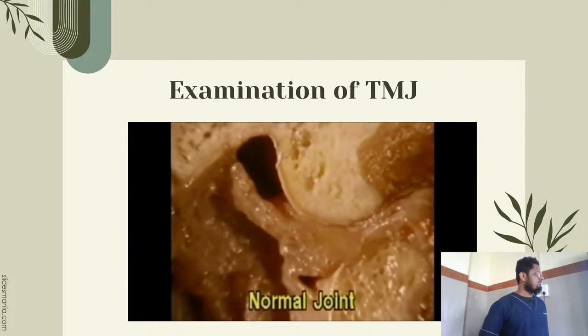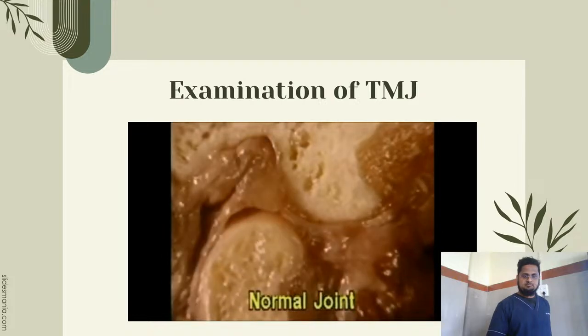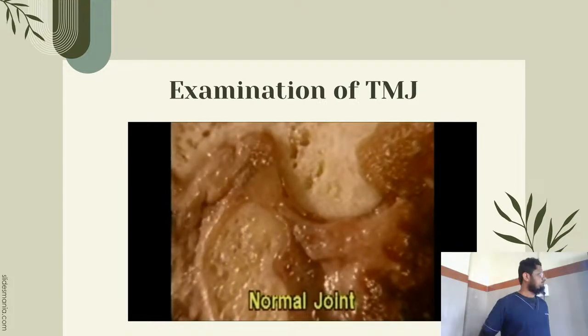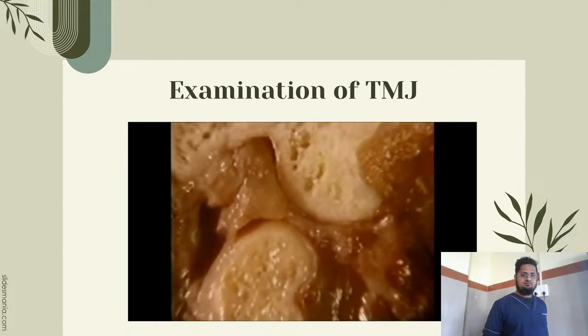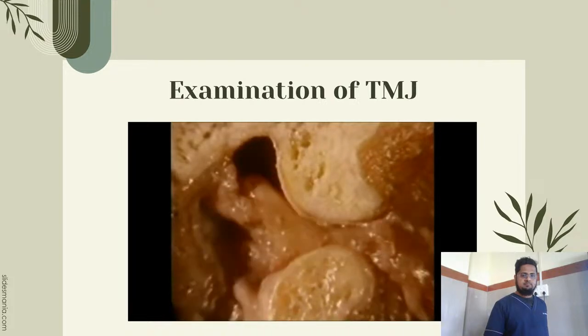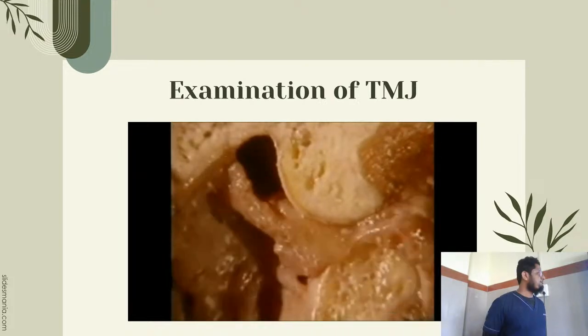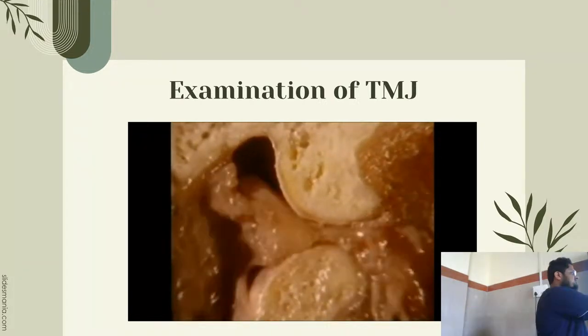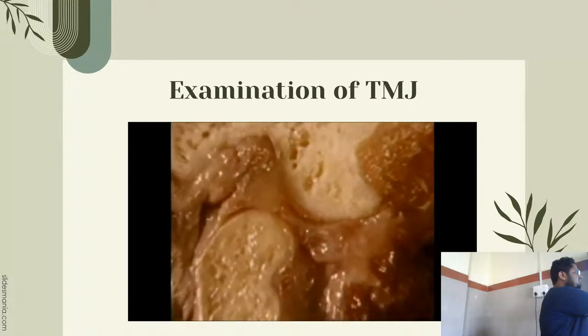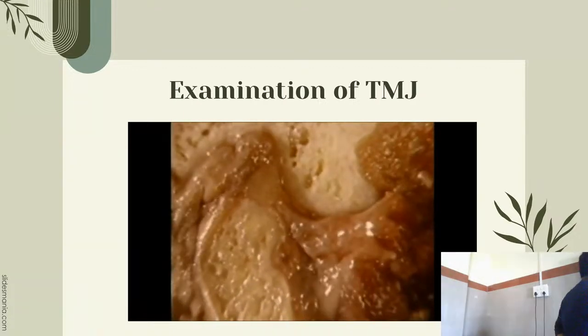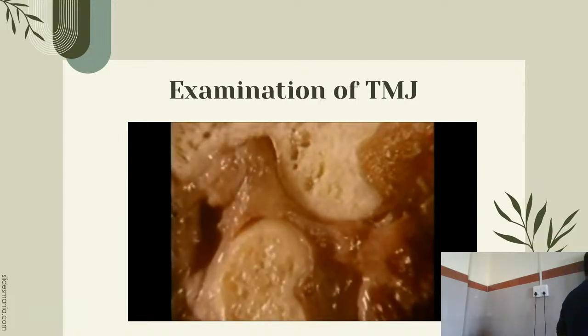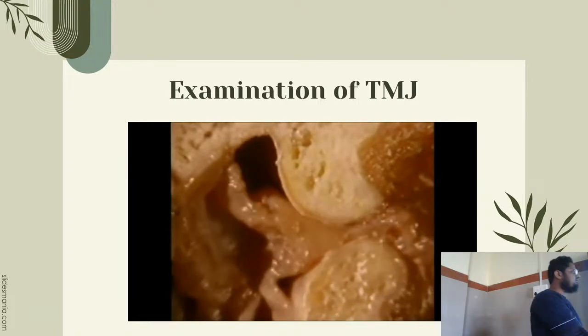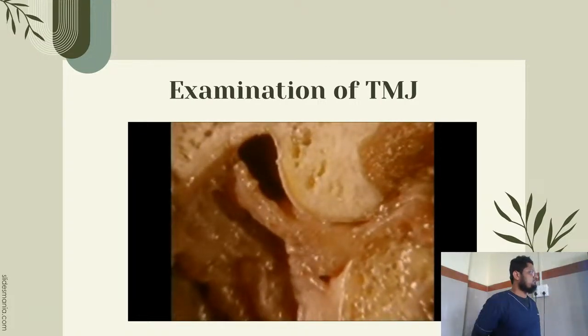The disc is biconcave and it's located in the superior position. The central thin part of the disc is consistently lying in between the condyle and the fossa. You can see how the patient moves the mandible, opens the mandible, the condyle moves downward, rotates, then a sliding motion. While reversing back, first is the rotation.